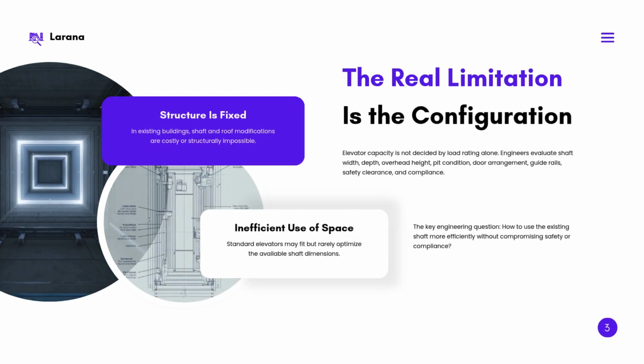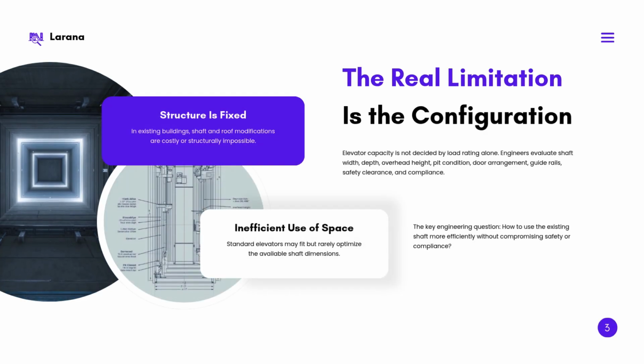This is common in existing buildings. The building structure is already fixed. The shaft cannot easily be expanded. The roof cannot always be modified. The client may need higher passenger capacity, but the available space is limited. The engineering question becomes, how can we use the existing shaft more efficiently without creating unsafe or non-compliant conditions?